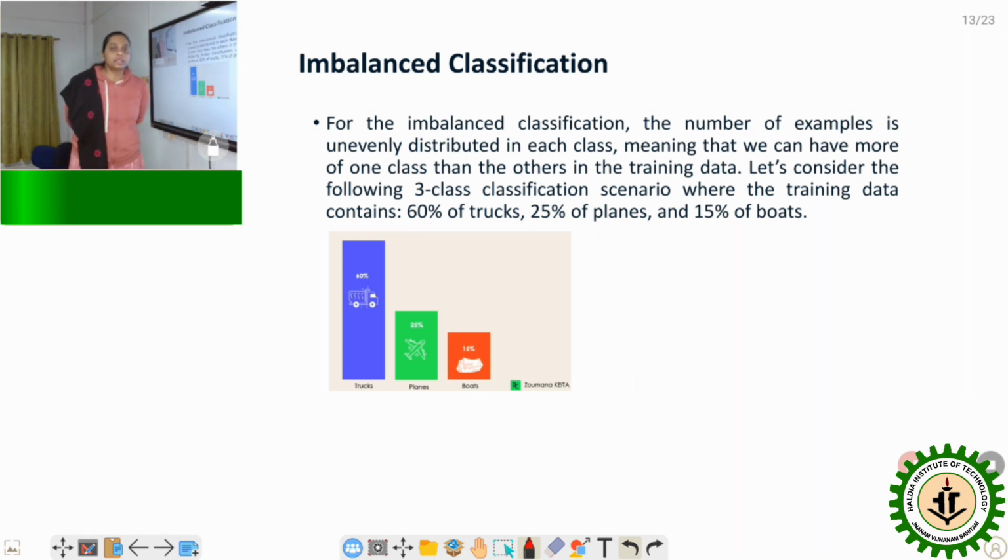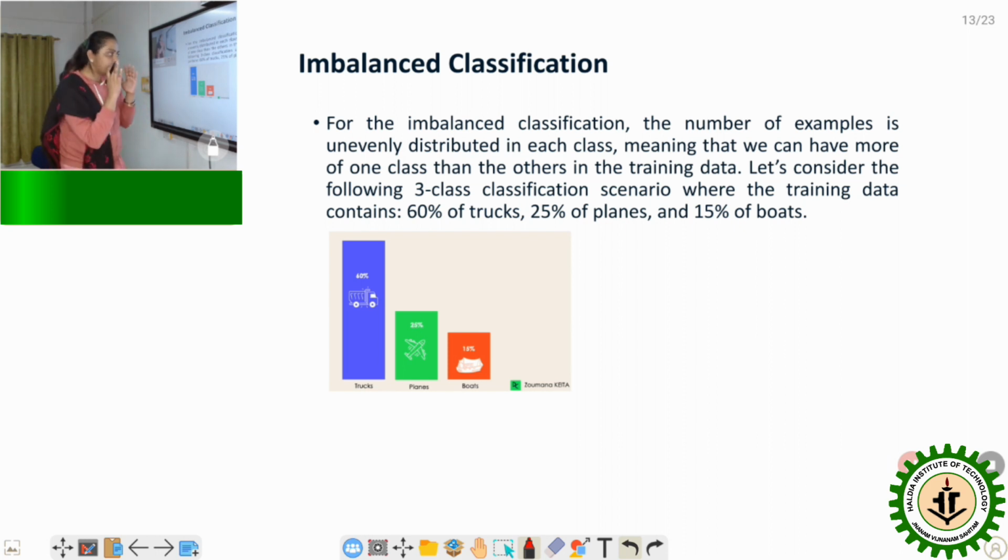Another feature of a classification problem is imbalance classification. What do you mean by imbalance classification? What do you mean by balance? Balance means all the class variables have an equal number of instances in the dataset, and in the case of imbalance, all the classes do not have an equal number of instances in the dataset.